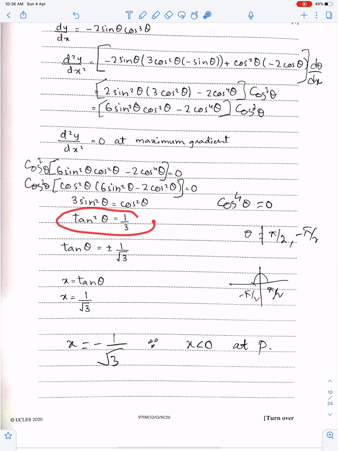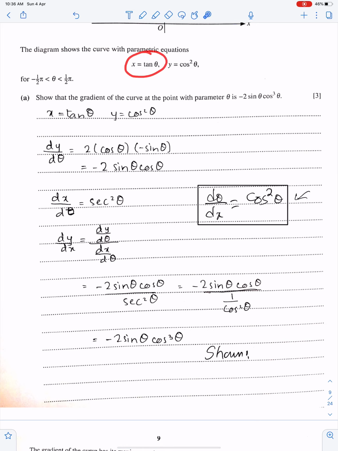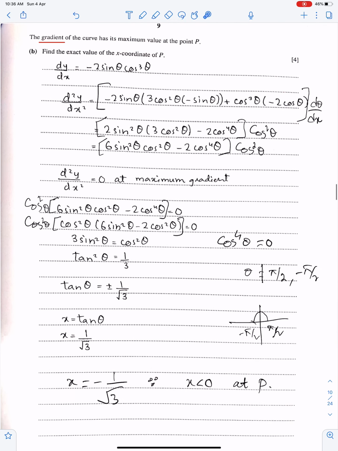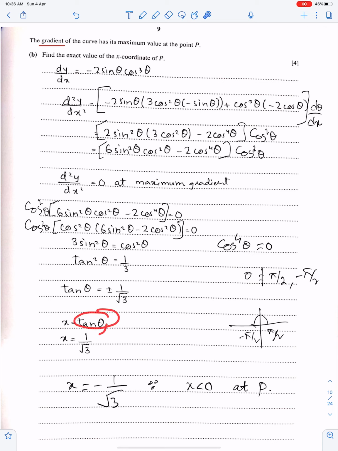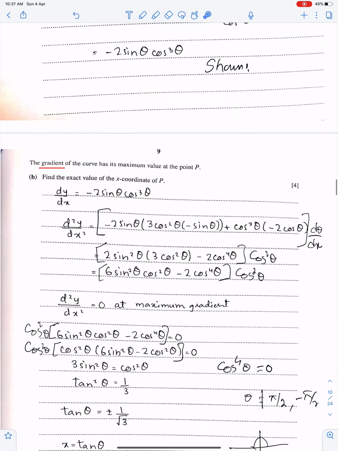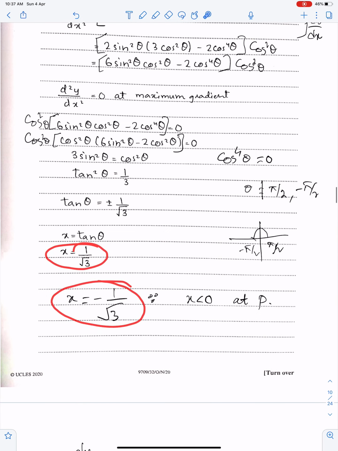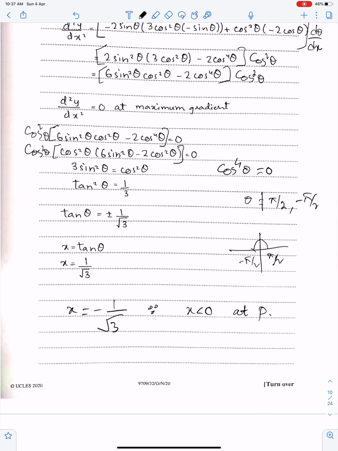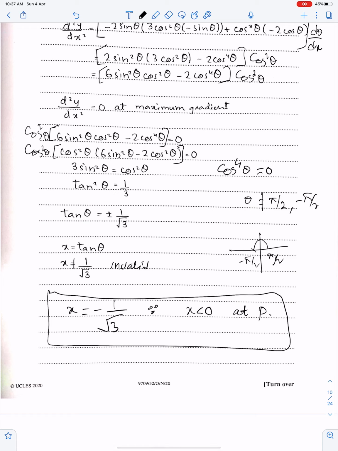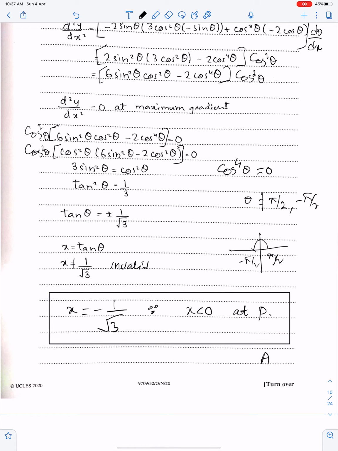Now tan square theta is 1 upon 3. So tan theta is plus minus 1 upon root 3. So we are getting two values of x. See, this is the equation of x. So when you substitute the values of tan theta here in this equation, you will get two answers, this and this. But since x is negative at P, you have to take the negative answer. You have to ignore this answer. So that's the final answer.